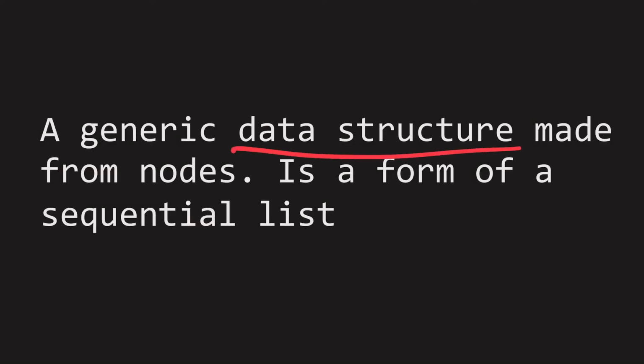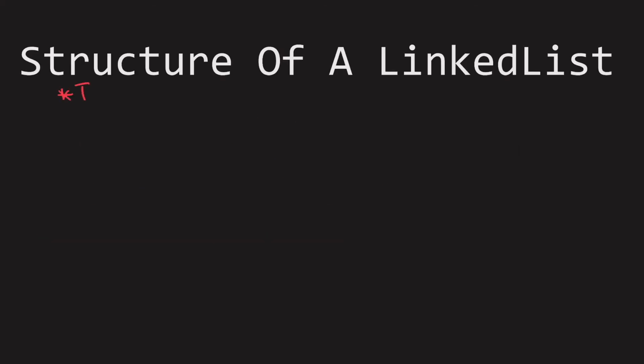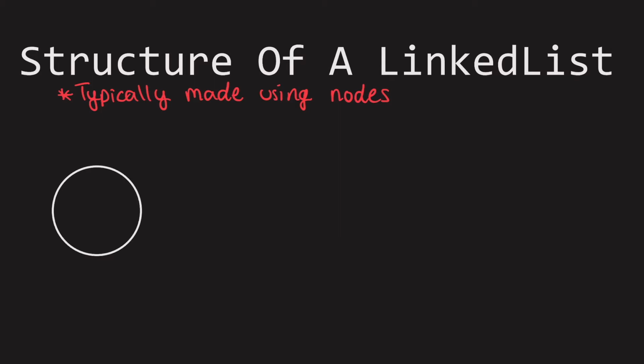What are linked lists? They are a generic data structure typically made from nodes, and they are a form of a sequential list. Like I said, linked lists are usually made using nodes and are easiest to understand that way as well.